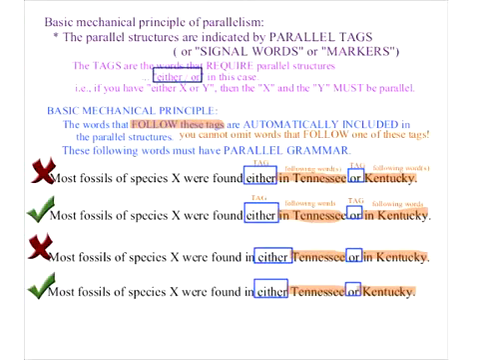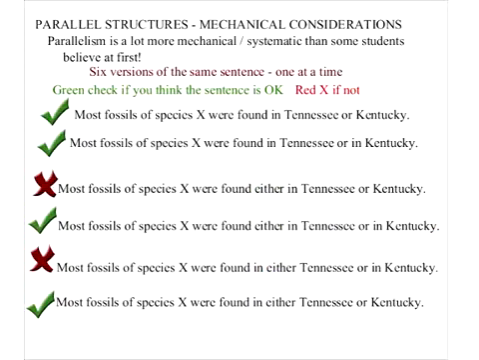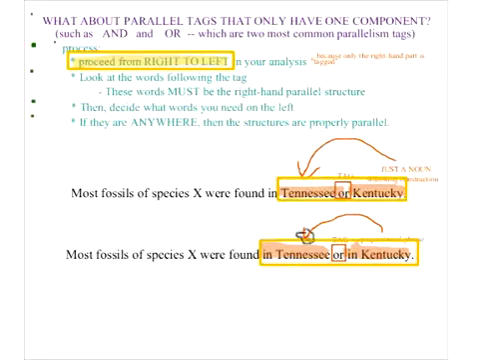So for those of you who marked one of these first two as wrong, what you were trying to do was randomly start on the left. You can't do that. You can't start on the left here because you have no idea what on the left is part of the parallel construction and what's not. Whereas here, right to left, you're good to go.